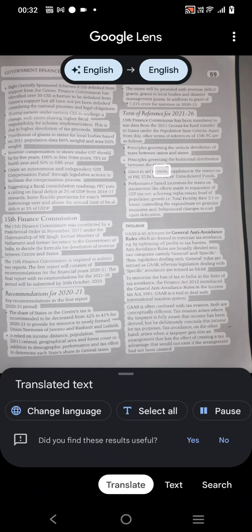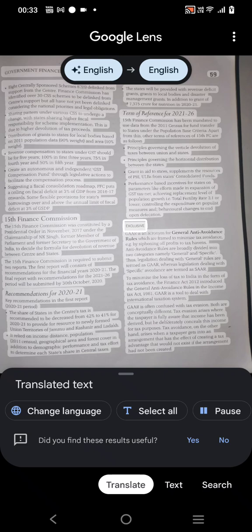Grant in aid to states supplements the resources of PRIs and ULBs from states' consolidated funds. Performance-based incentives for states on parameters like efforts made in expansion of the GST net, achieving replacement level of population growth, total fertility rate 2.1 or lower, controlling the expenditure on populist measures and behavioral changes to end open defecation.